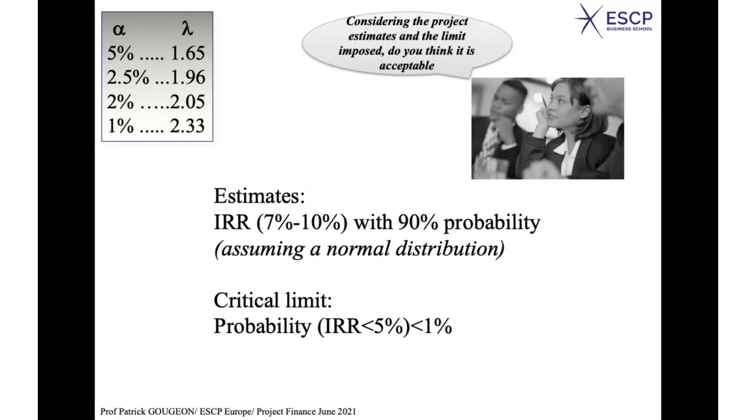Your critical limit, well, you want to make sure that the probability of an internal rate of return lower than 5% will be lower than 1%. Okay?